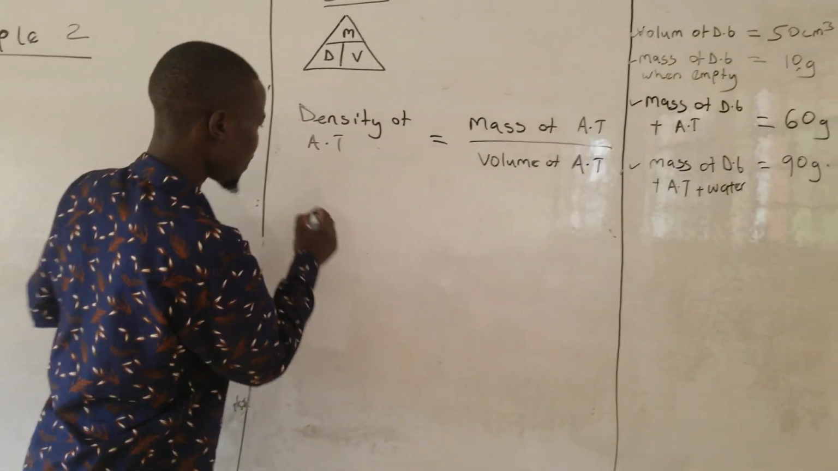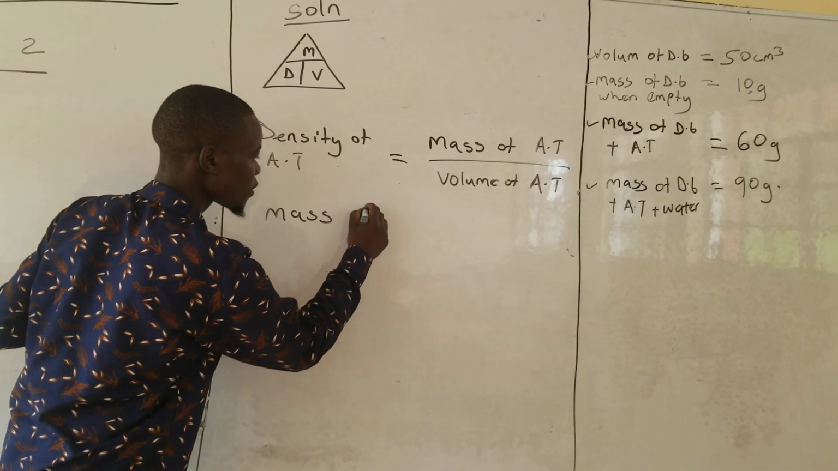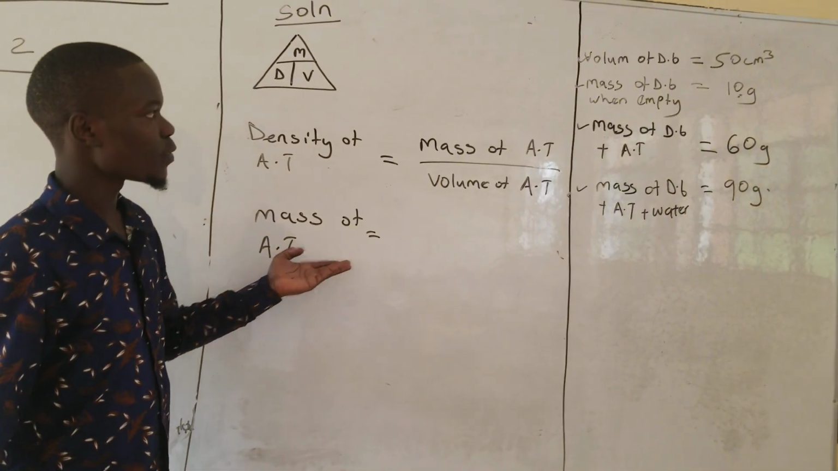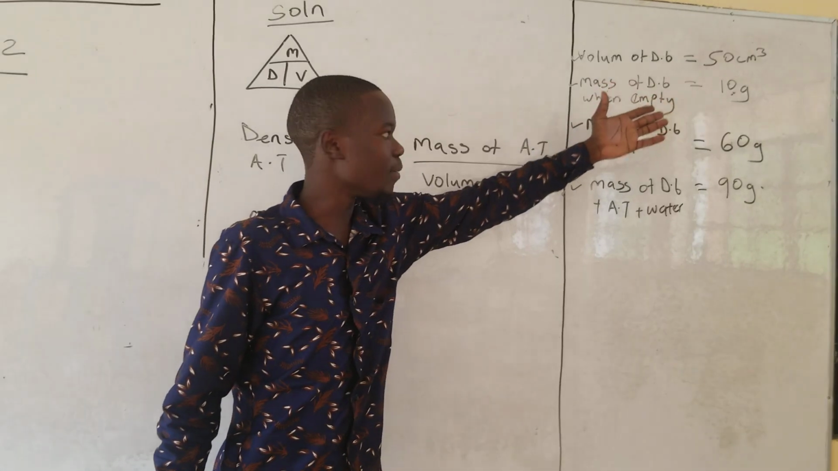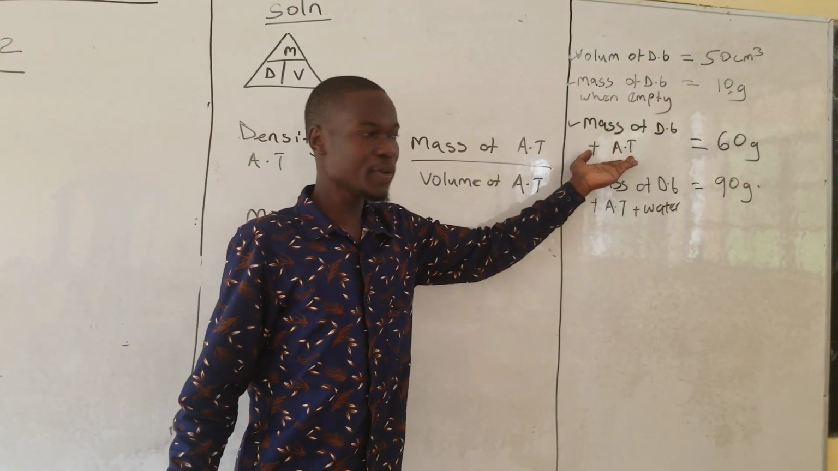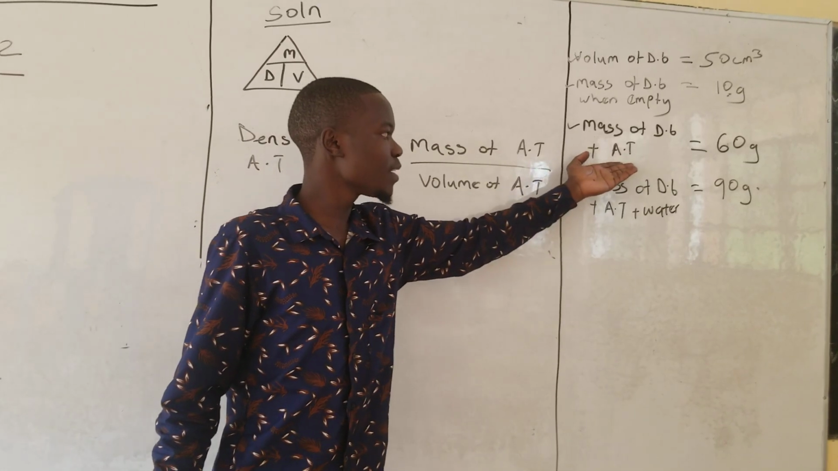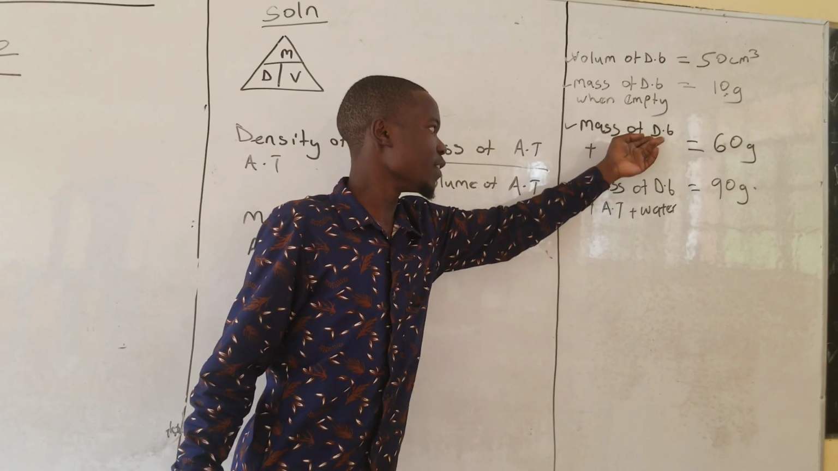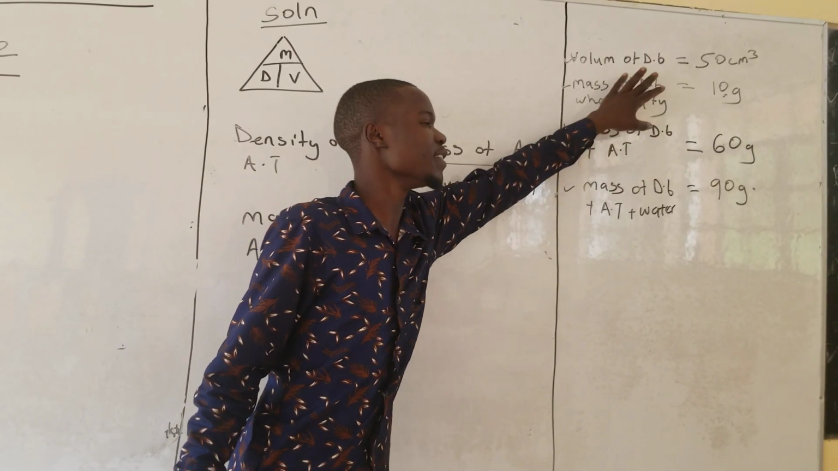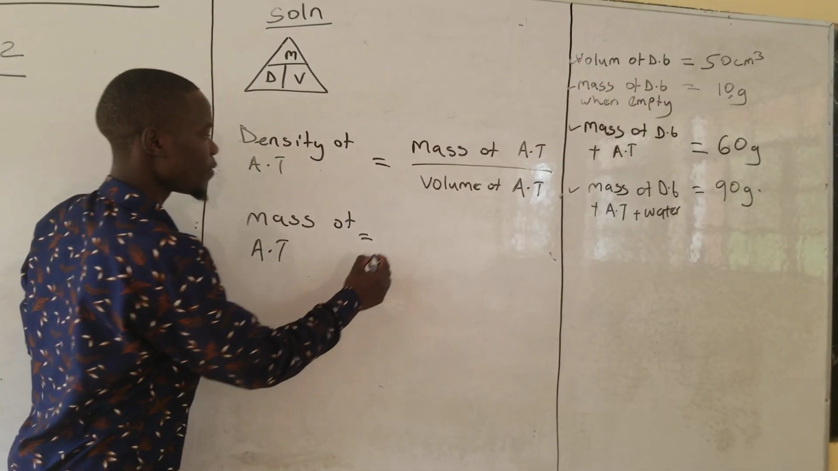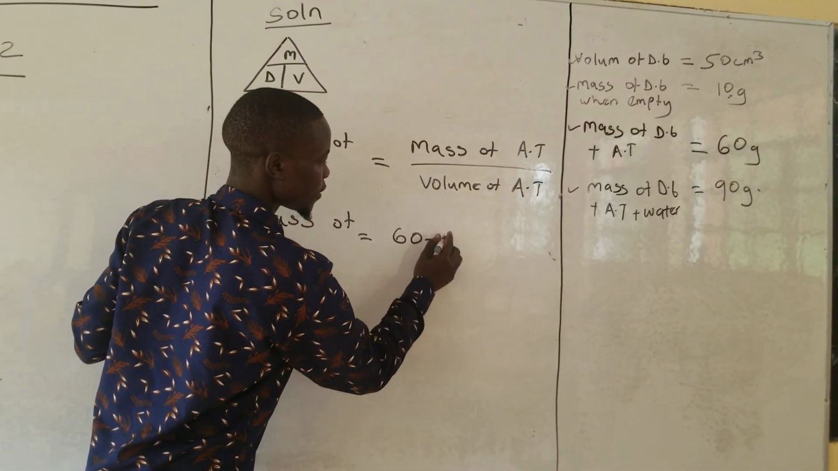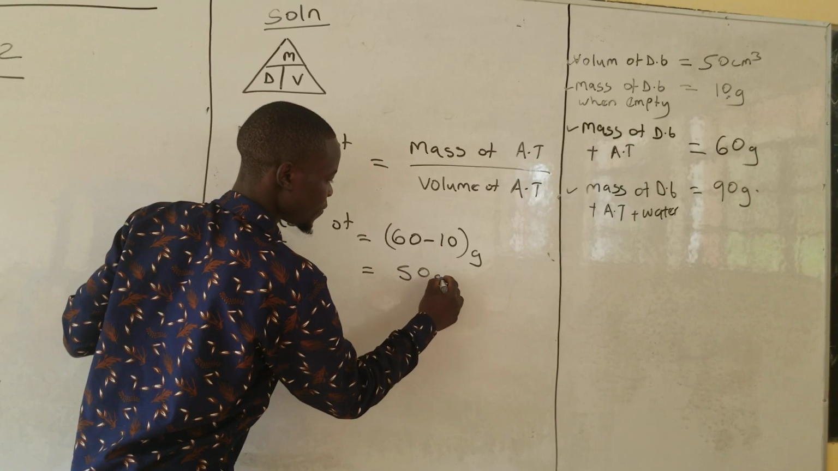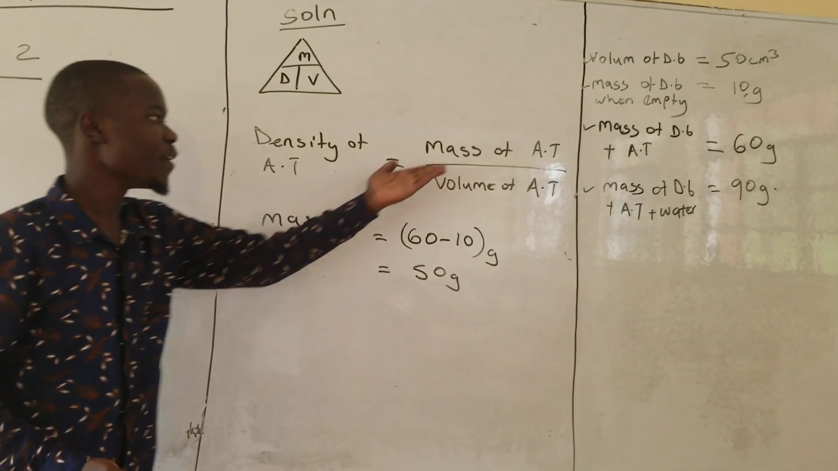Let us begin with the mass of aluminium tannings. How can we get the mass of aluminium tannings? We are told the mass of a density bottle when empty is 10 grams, and the mass of density bottle plus the aluminium tannings is 60 grams. Automatically, the mass of aluminium tannings will be 60 minus 10, because this is the mass of the density bottle together with the aluminium tannings, and this is the mass of the density bottle alone. So the mass of aluminium tannings is 50 grams. I'm done with the mass of aluminium tannings.